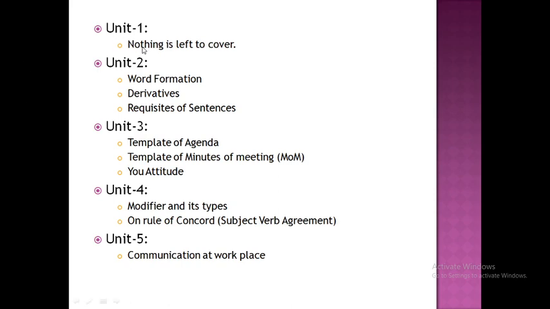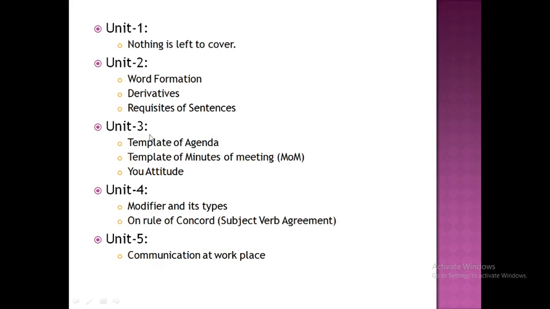Nothing was left behind to cover later in the first unit, so we will not discuss any content from the first unit. There are 3 contents which we will discuss under the second unit. The first one is word formation, second one is derivatives, the third one is requisites of sentences.